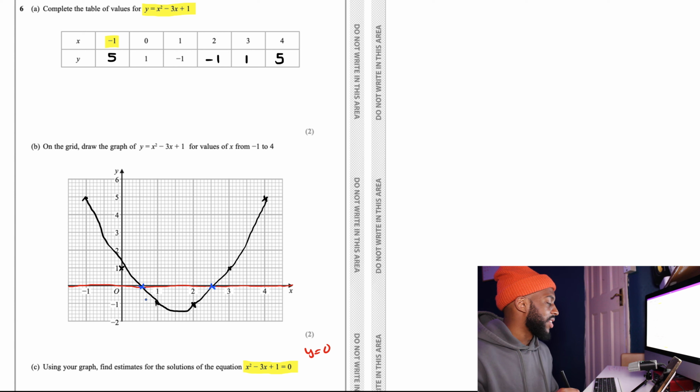And we're going to read the x values from the graph. So this x value here is going to be roughly 0.5. And the x value here is going to be about 2.5. And there'll be our 2 answers for part C.